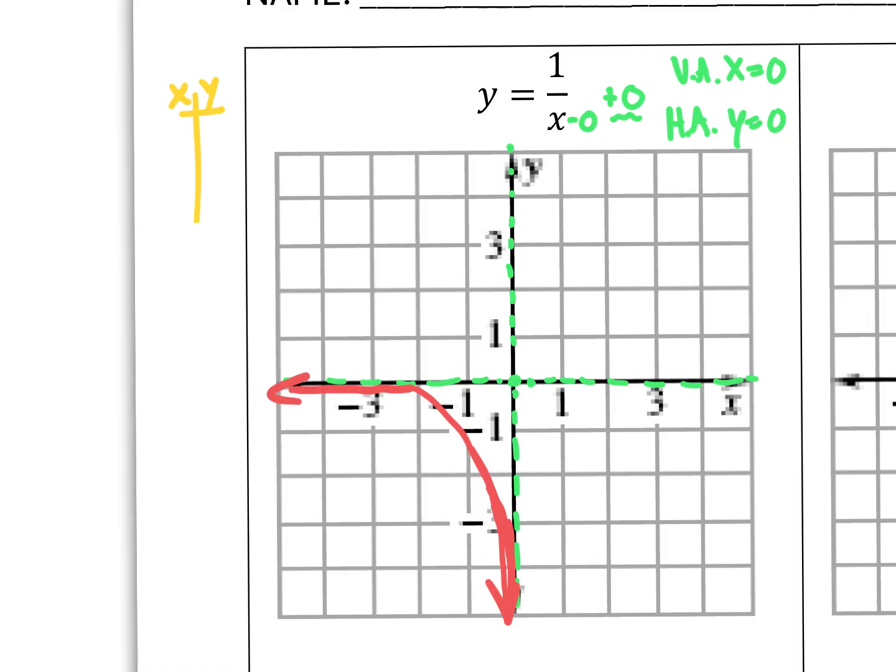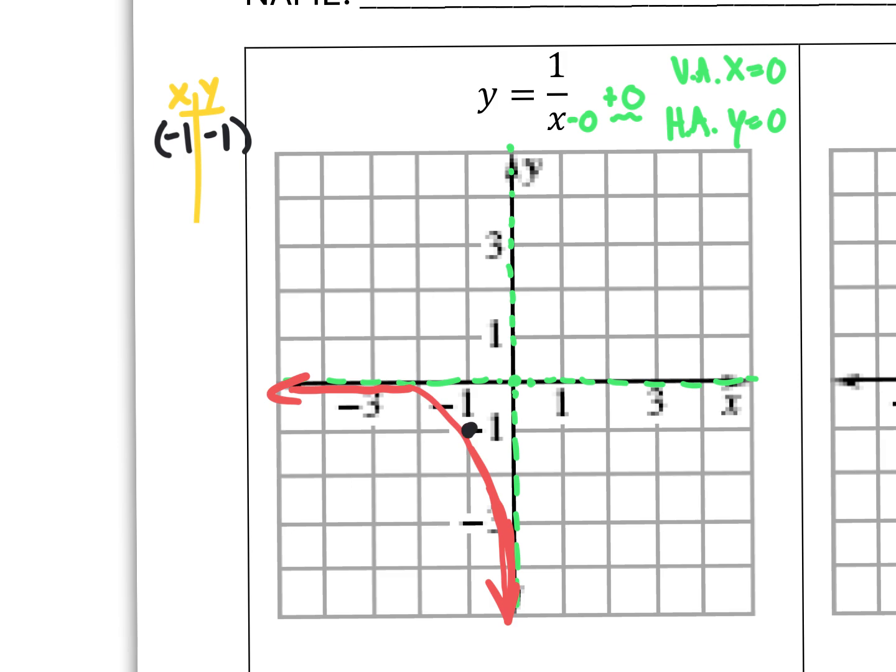So you could plug in a negative 1 on your x and see what you get out for your y. If you plug in a -1 right there, what's 1 divided by -1? It's -1. So the actual location of a precise point is -1, -1. Put a dot right there at -1, -1. And that's where your graph should have gone through.